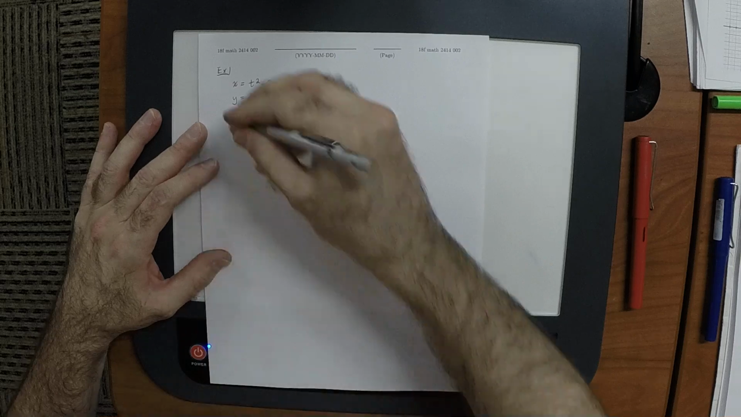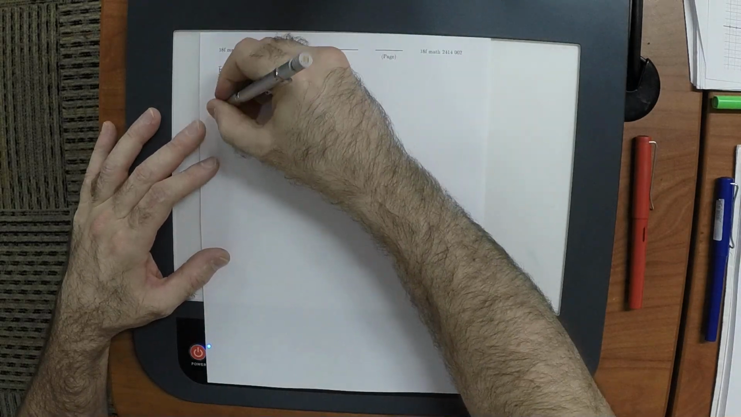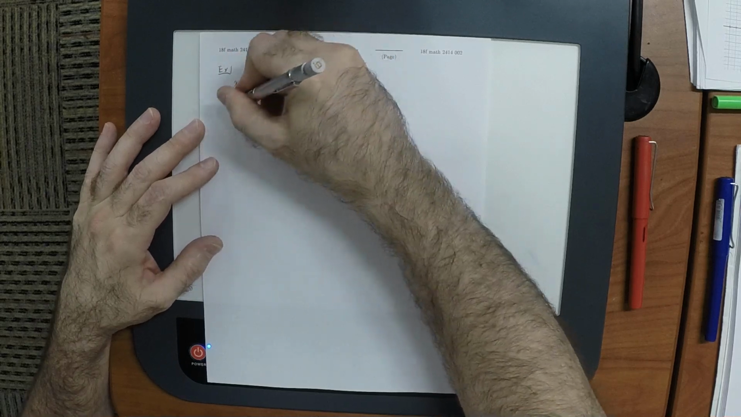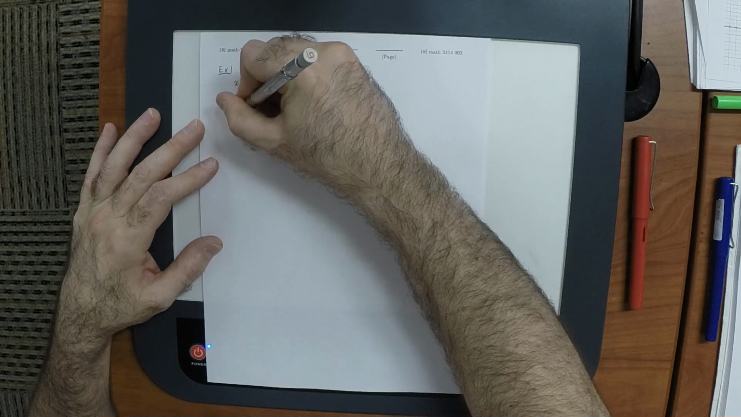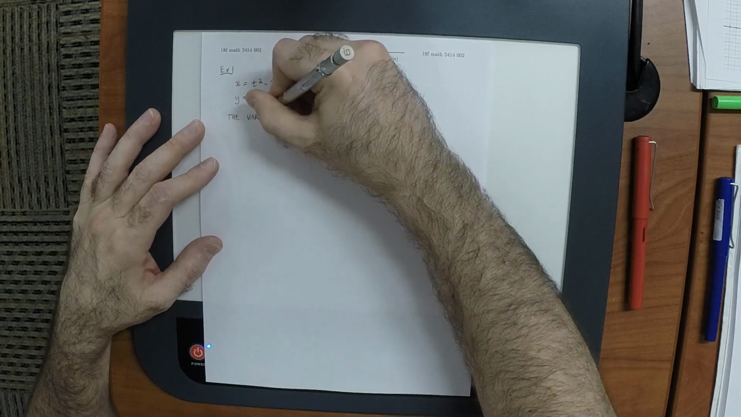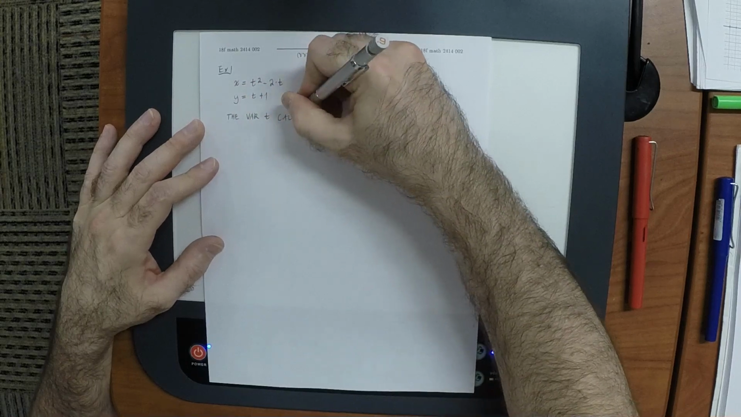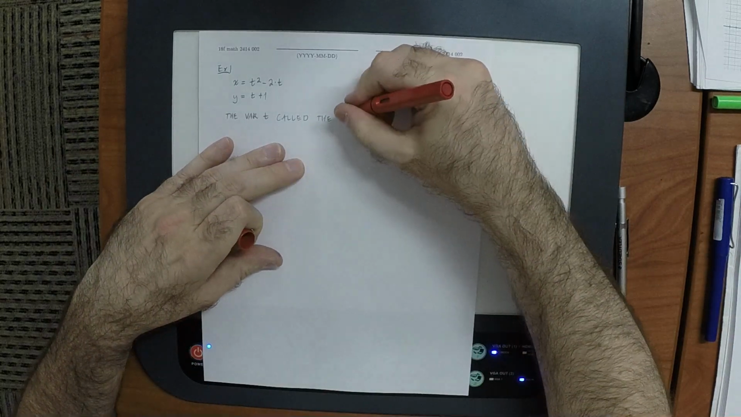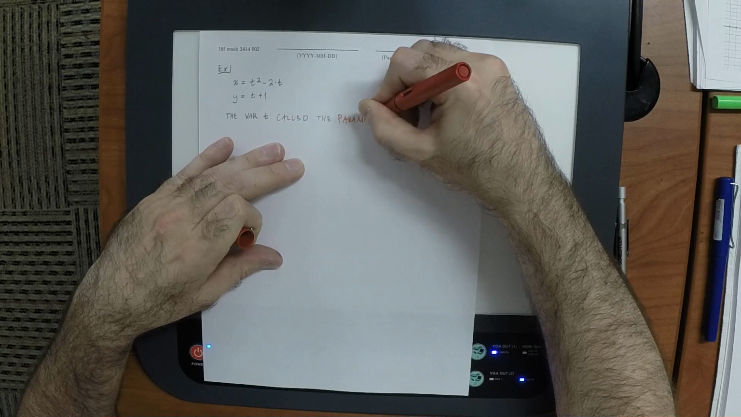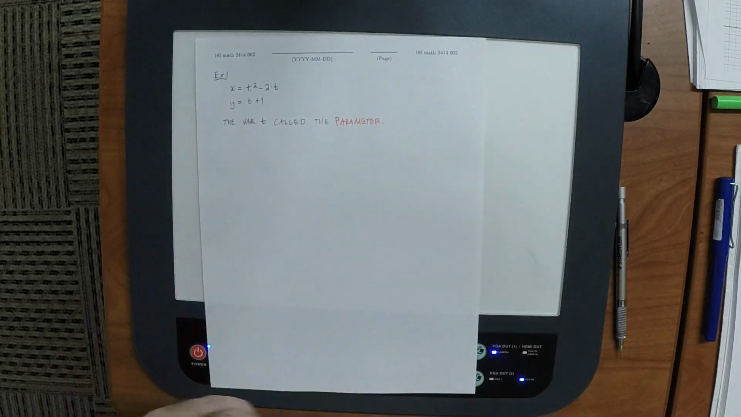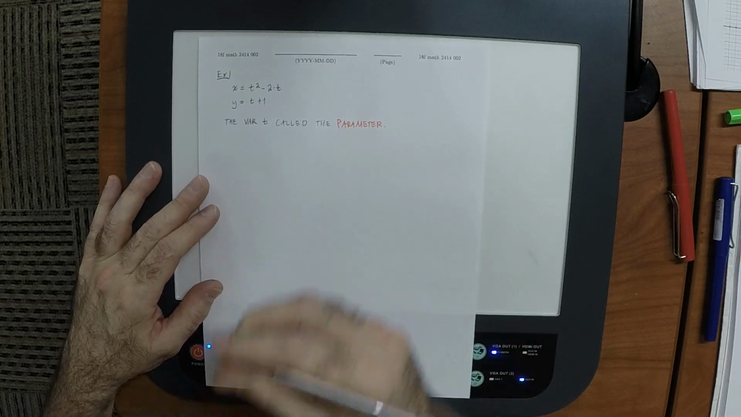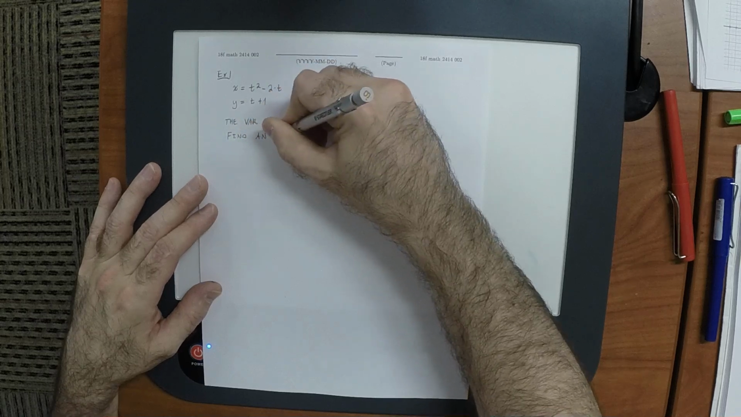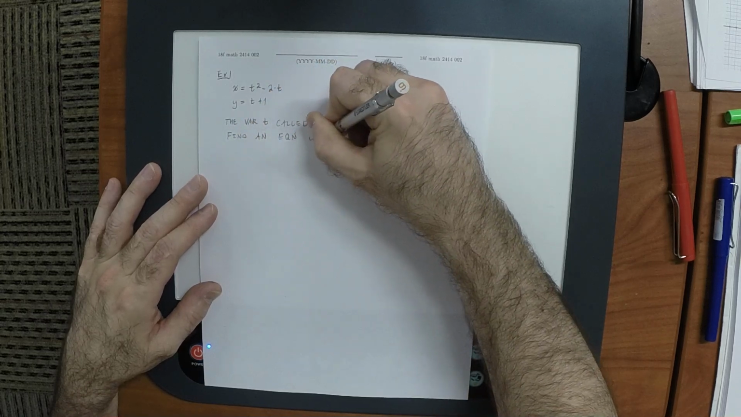So for example, here's the way to state the request. Well, this t, the variable t, is called the parameter. And what we want to do in this exercise is find an equation which eliminates the parameter.